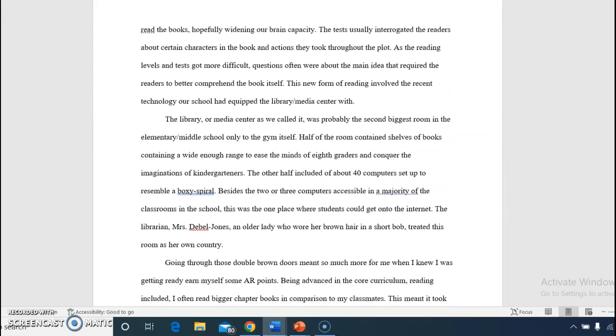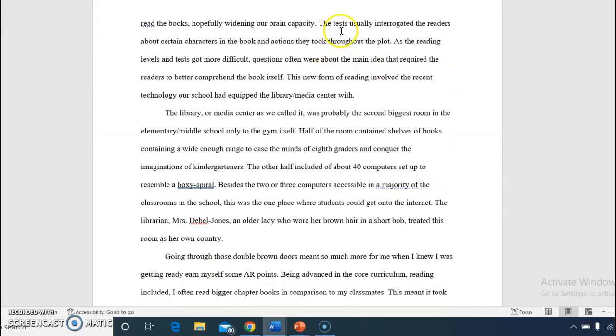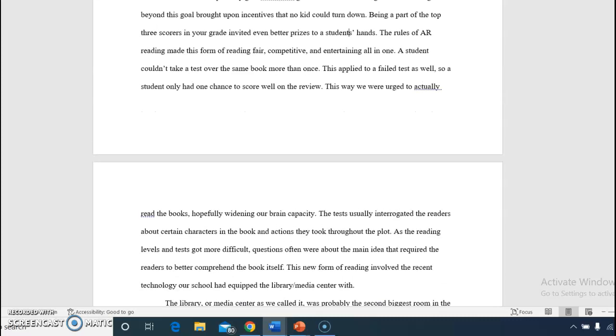So down here, they talk a little bit about the tests. The tests usually interrogated the readers about certain characters in the book and the actions they took throughout the plot. One of the things I would be curious about, again, start thinking about questions that the readers might be having. Was it a multiple choice test? Was it a fill in the blank test? Was it a short answer test? Making sure that we know as specific as possible what these tests look like. Were they done over the computer? Were they paper pencil tests? Because I don't think they actually mentioned that.